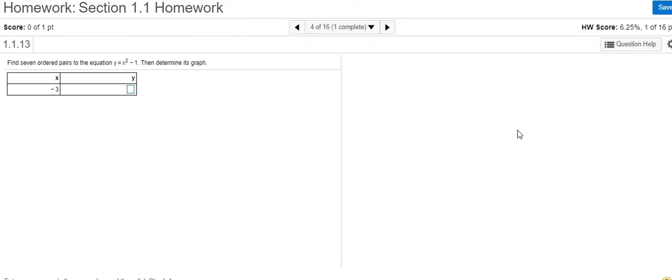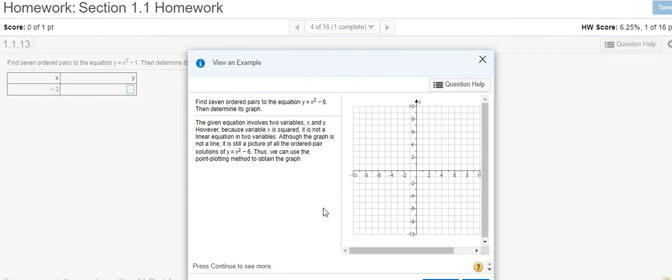All right, so great. So here we are. So find 7 ordered pairs to the equation blank, then determine its graph. So I could view an example. So instead of help me solve, another option would be view an example. So you can read that. It goes through. It says continue.